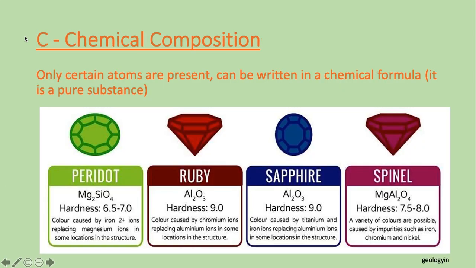The first C is for chemical composition. That means only certain atoms are present, and it can be written as a chemical formula, which means it's a pure substance. You see some examples below, like rubies have a chemical formula. 2 aluminum atoms and 3 oxygen atoms bonded together makes ruby.